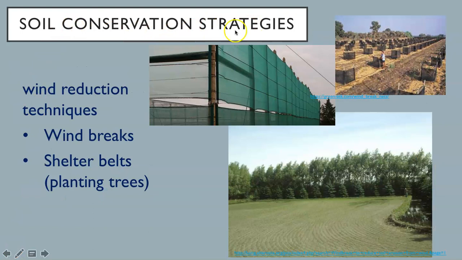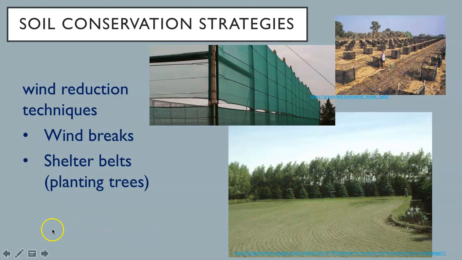Conservation strategies also include building wind reduction techniques. This includes wind breaks, pictured here in these two images, which are manufactured fences that help shield the soils from the wind. Another option is to build shelter belts, which involve planting trees to protect crops and soil from the wind.